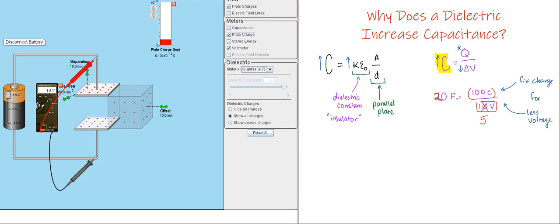Now you might be thinking, well, yeah, you just put a different capacitor in, so it has a different ratio. 100% correct. We're just trying to highlight what would happen if we could change the internal material. Now let's take a look at how this process actually occurs. I'm going to disconnect the battery here, and the plate charge is now going to be fixed.